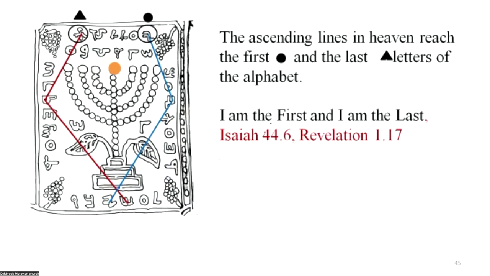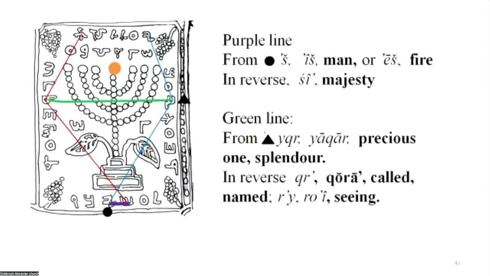Then the ascending lines in heaven reach the first, that is the black circle, and the last, that is the triangle, letters of the alphabet. And in Revelation, we have I am the first and the last, also in Isaiah 44. Sometimes you put this into Greek, I'm the Alpha and the Omega, but in the Hebrew equivalent would have been the Aleph and the Tav. But then there they are up in heaven.